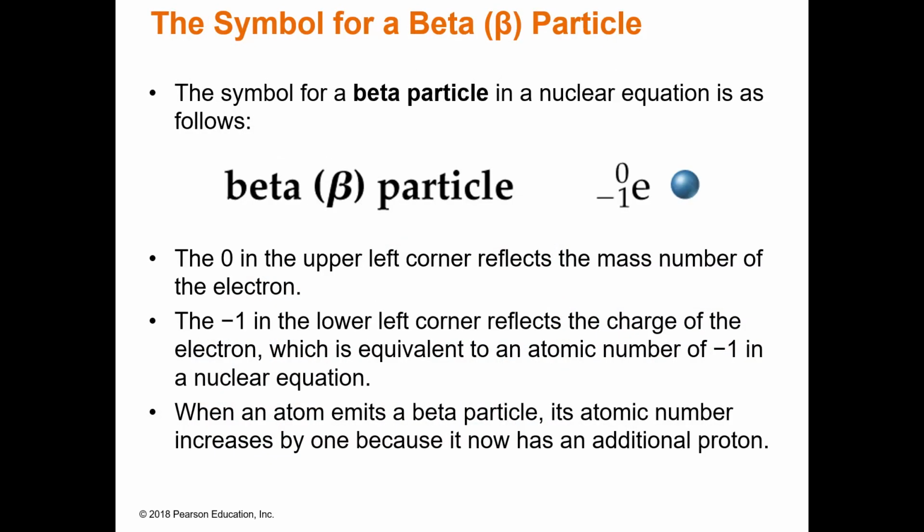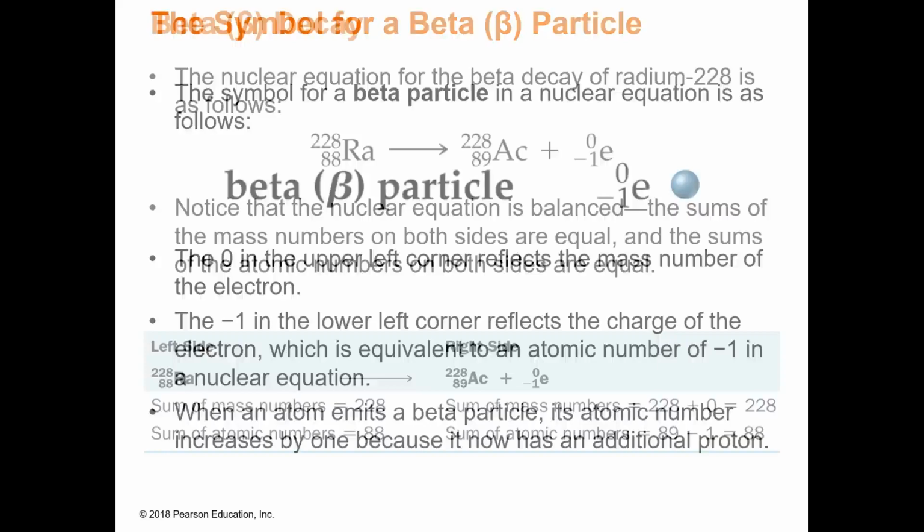On a nuclear equation, a beta particle looks like this: 0 on top, -1 on the bottom. Why? Because it has essentially no mass compared to a nucleus and it carries a negative charge, just like an electron. When an atom emits a beta particle, the atomic number increases by 1 since we've gained a proton. But the mass number doesn't change much because we're just swapping out a neutron for a proton. You might see this symbol in questions about radioactive decay or even in interpreting isotope scans.